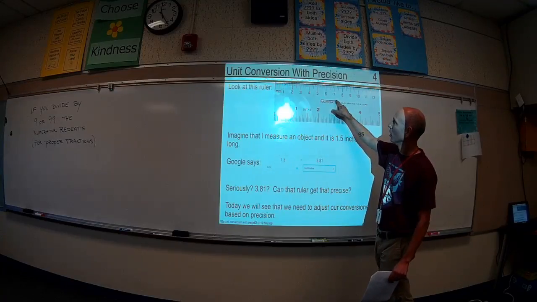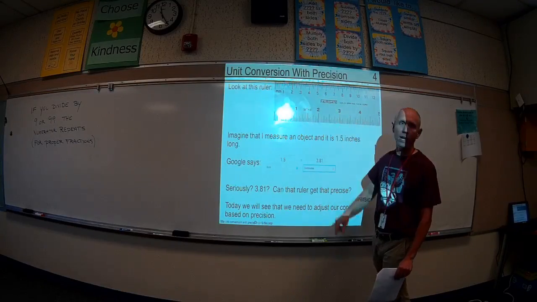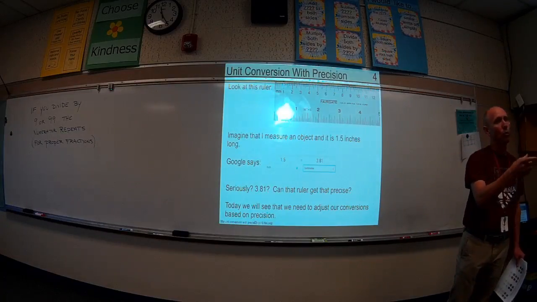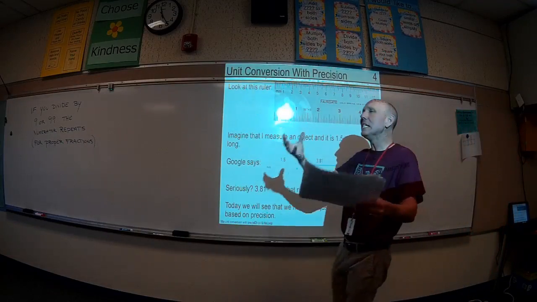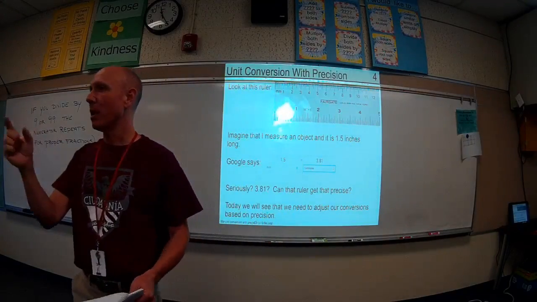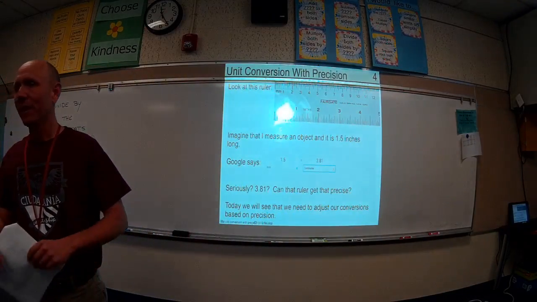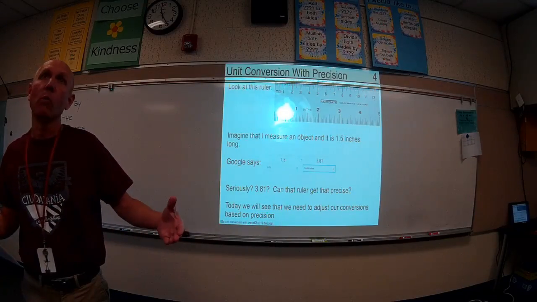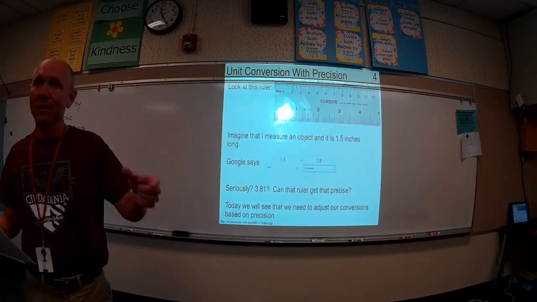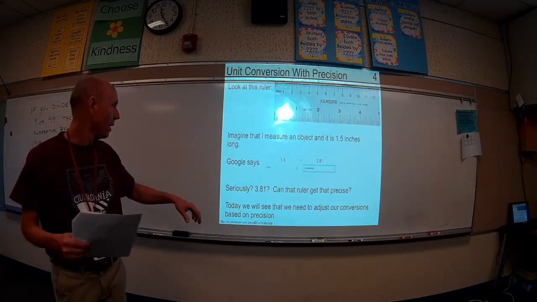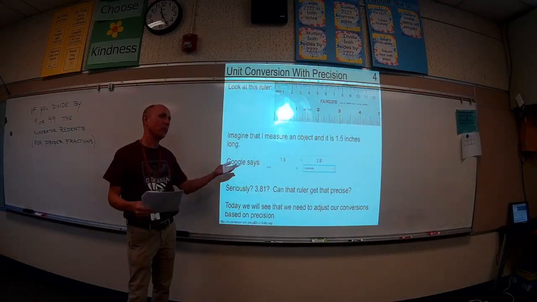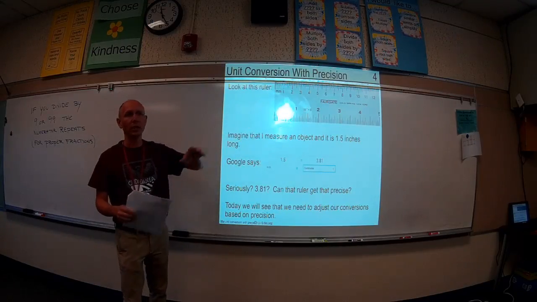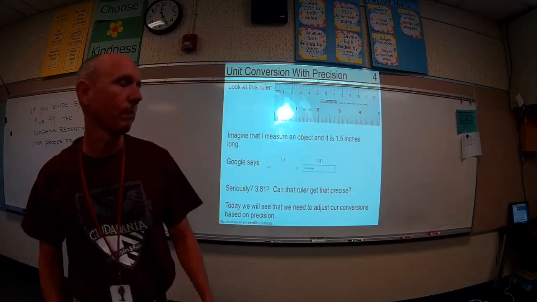But using this ruler, could I actually measure something to 3.81 centimeters? No. Do you see how the actual conversion process makes it seem like that measurement is better than it really is? When I convert something, I can't suddenly get more accurate, more precise than what I started with. So what we're going to look at is how we have to adjust our conversions when we're dealing with precision, when we're dealing with a real measurement.